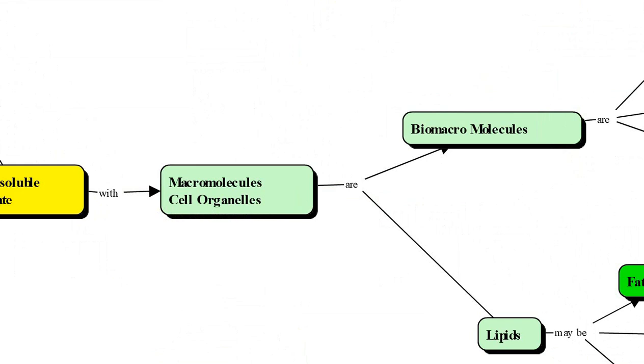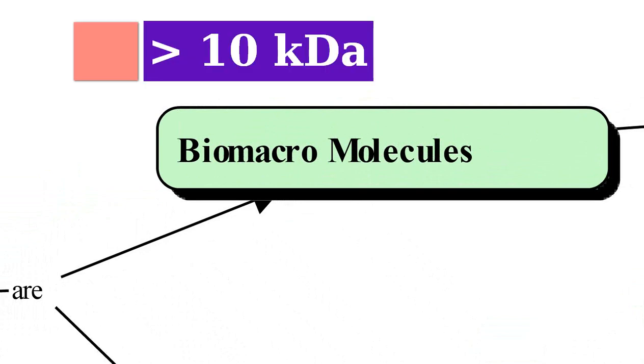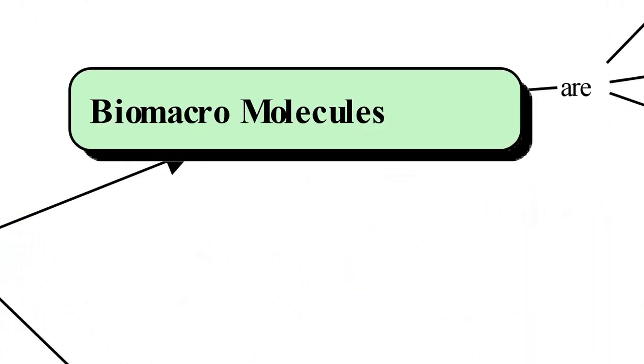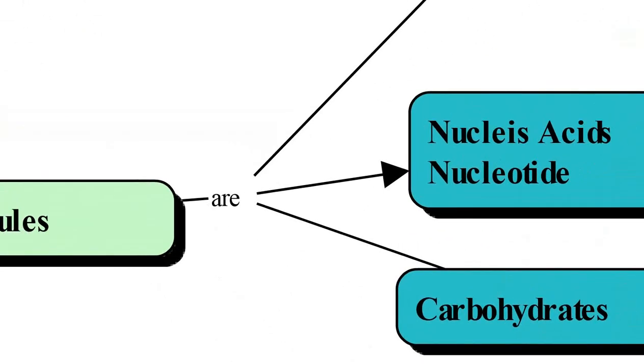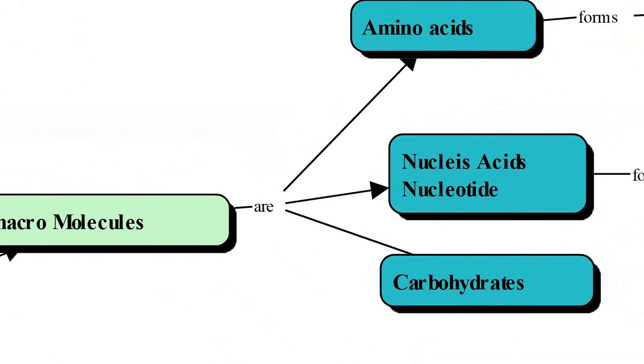When you examine the acid insoluble retentate, it usually contains components whose molecular weight is higher than 10 kDa; they are called biomacromolecules. The molecules with less than 1 kDa are also present; they are the lipids. So the different varieties that come under the biomacromolecules are amino acids, nucleic acids and carbohydrates. In this video, we will discuss the nucleic acids.